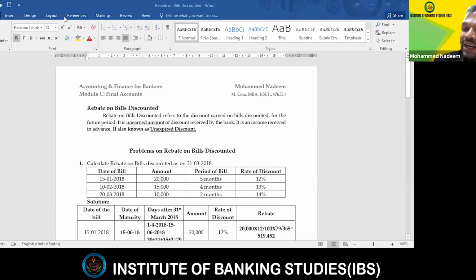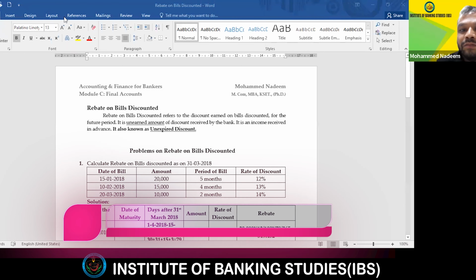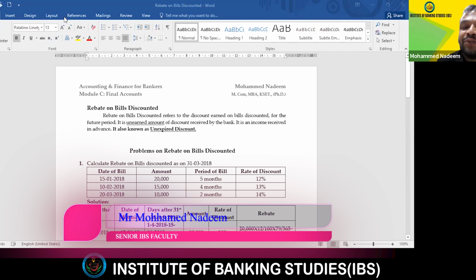Discount means before the financial year ends, the bill will mature and you'll get the money. Rebate is after the financial year. After the financial year, it will be called a rebate. So which is beneficial for the bank? Both are benefited. This rebate is future income.